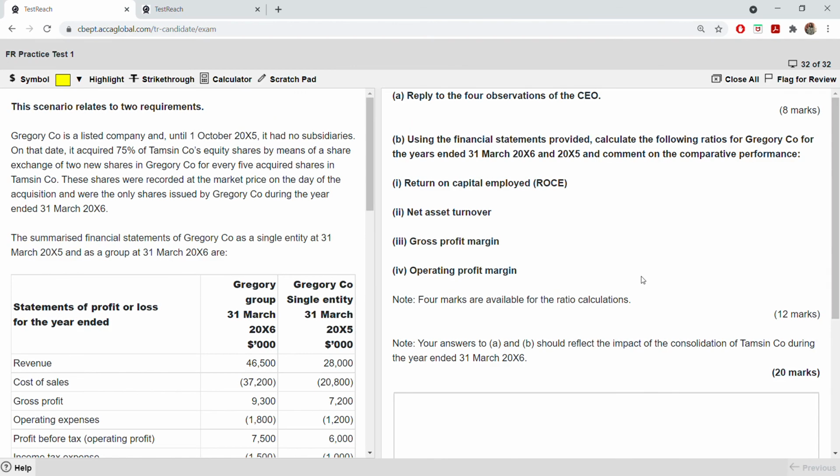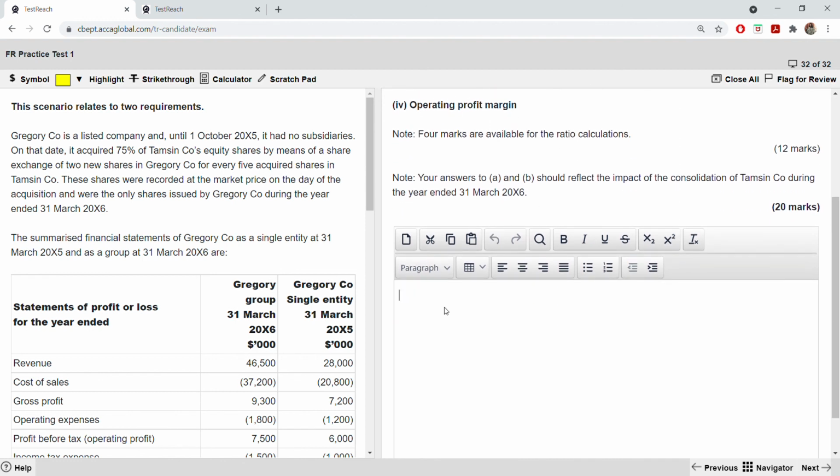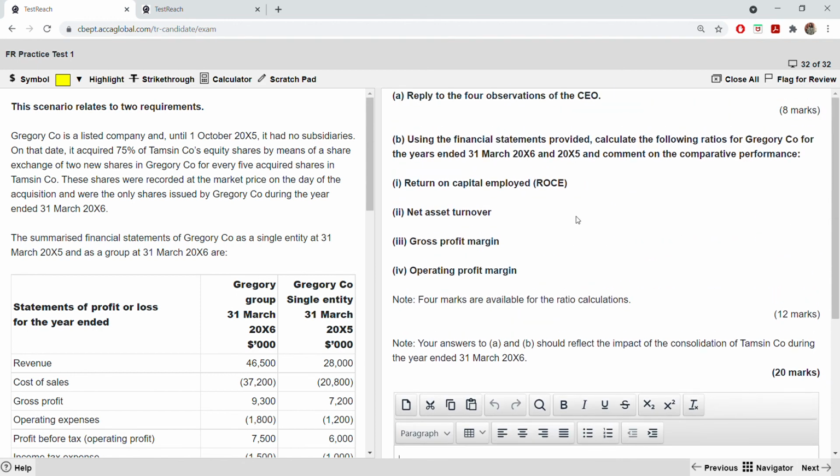This is the last question in your practice test 1 for financial reporting. You can see you have been given a word here. This time you have to type. And what is the question? The nature of the question looks like a ratio. ROC you have to calculate, net asset turnover, gross profit, operating profit margin. You have to calculate and you have to comment. So now I'm going to also teach you how to do ratios and how to comment, how to write your answers. Your discussion answers, how to write them.